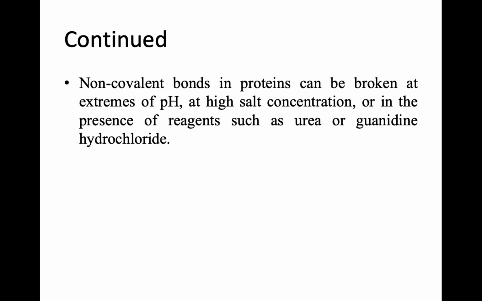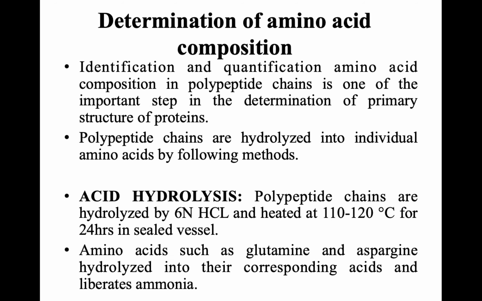After this, one of the important methods is that we need to determine the amino acid composition of the protein. The identification and quantification of amino acids in the polypeptide chain is one of the important steps in the determination of the primary structure of proteins. Before that, the polypeptide chains are hydrolyzed into individual amino acids by acid hydrolysis and alkaline hydrolysis.